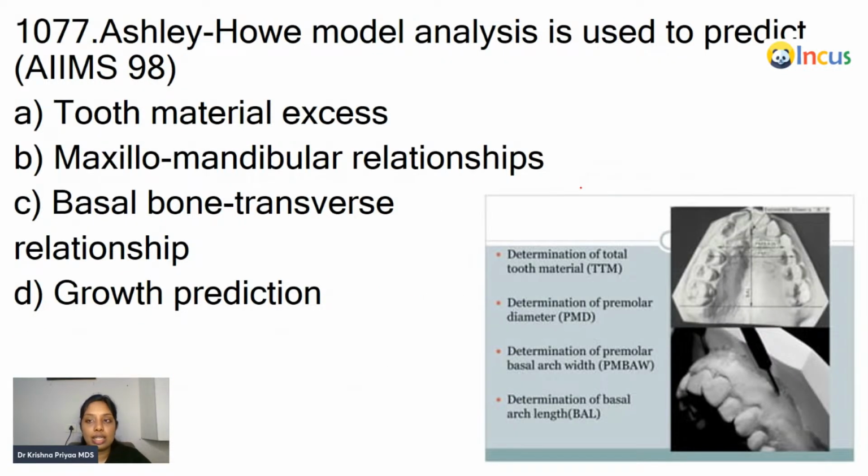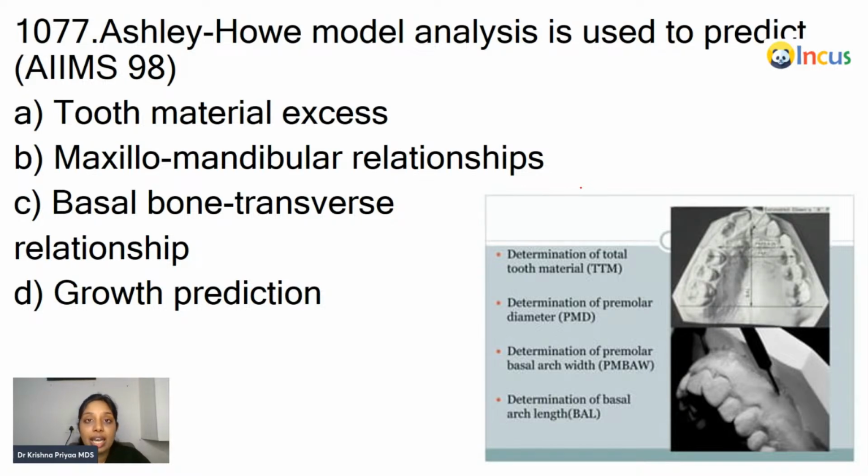Ashley Howe's model analysis is used to predict. So generally associate your mind that Ashley Howe's method is used only on the maxillary arch. So whenever you have options like mandibular arch, it doesn't work there. So Ashley Howe's method of model analysis is used only on the maxillary arch. And how is it calculated? It is calculated by taking only two factors: that is the premolar basal arch width and the premolar distance, the interpremolar distance.